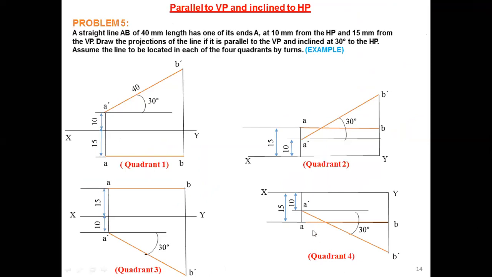A straight line AB 40 mm length has one of its ends A at 10 mm from HP and 15 mm from VP. Draw the position of the line if it is parallel to VP and inclined at 30 degrees to HP. Assume the line to be located in each of the 4 quadrants, solved here.